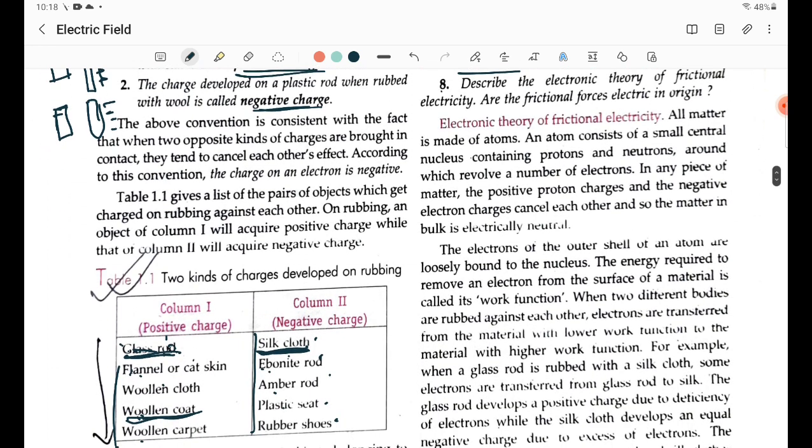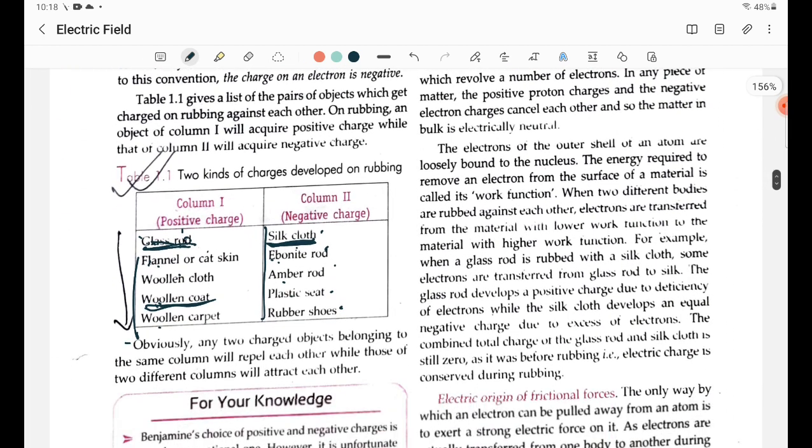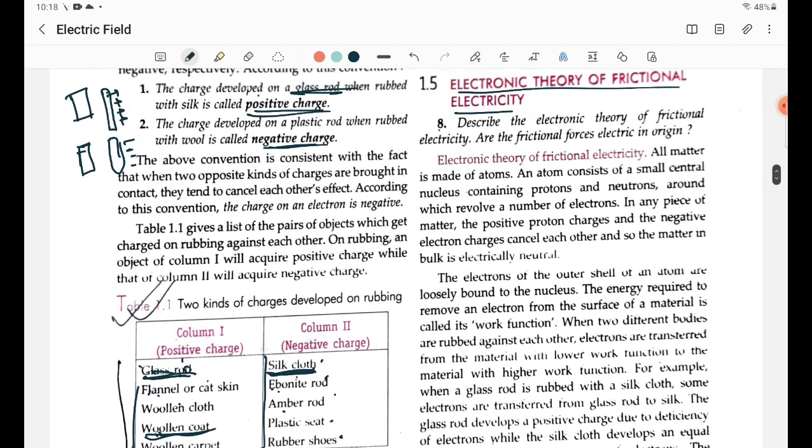Okay, and this is a very important part, a little bit important part. See, all matter is made up of atoms. Centrally there is a nucleus which contains protons and neutrons, and electrons are revolving around it.